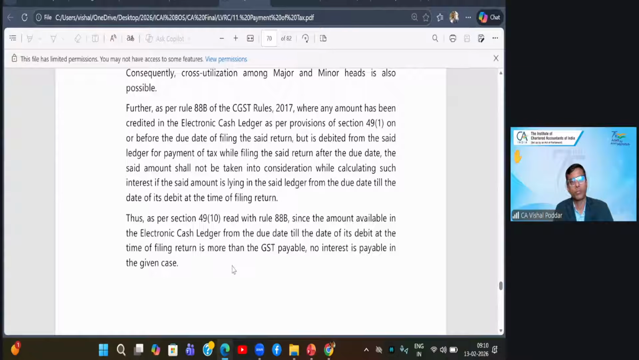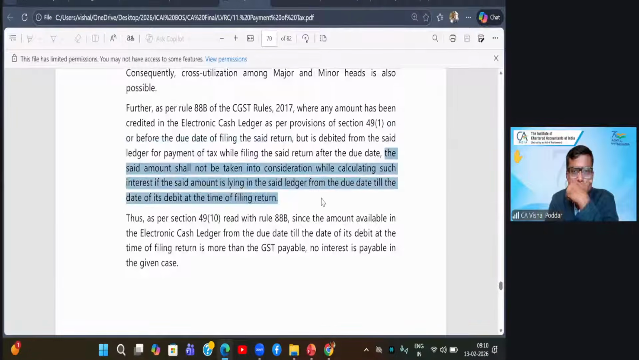Further, as per Rule 88B of the CGST Rules 2017, where any amount has been credited in the electronic cash ledger as per provisions of Section 49(1) on or before the due date of filing the said return, but is debited from the said ledger for payment of tax while filing the said return after the due date, the said amount shall not be taken into consideration while calculating such interest if the said amount is lying in the said ledger from the due date till the date of its debit at the time of filing of return.